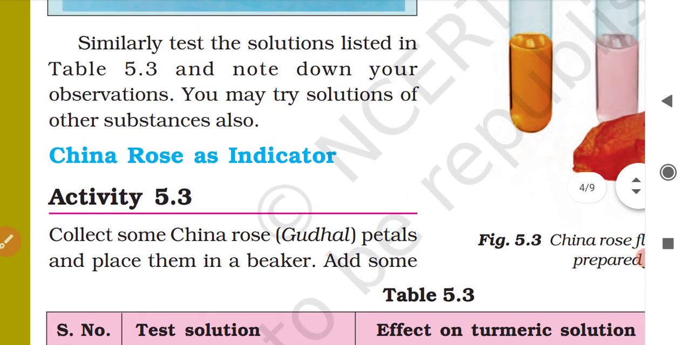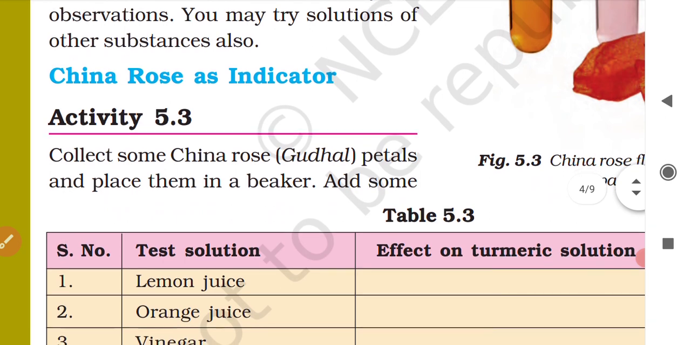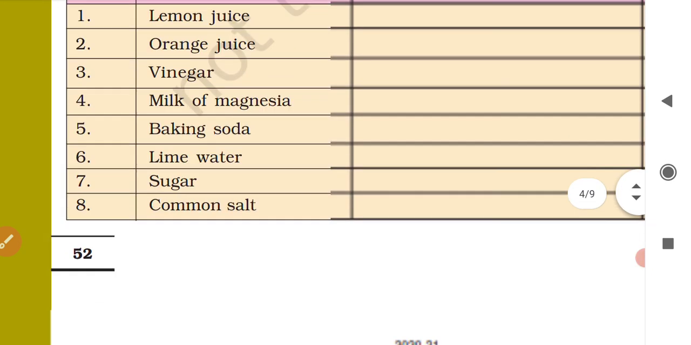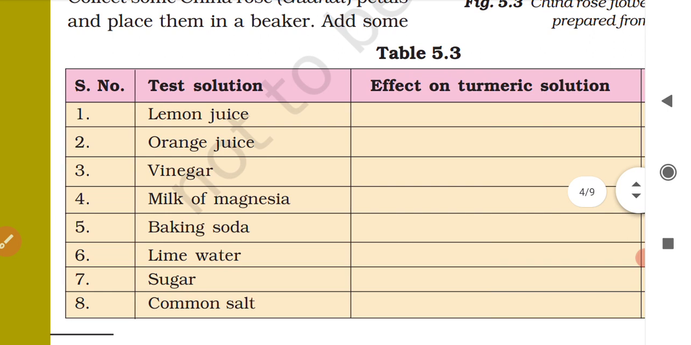Similarly, test the solutions listed in table 5.3 and note down your observations. You may try solutions of other substances also. There is a table given to you on page number 52 of your book. Some of the test solutions given are lemon juice, orange juice, vinegar, milk of magnesia, baking soda, lime water, sugar and common salt.